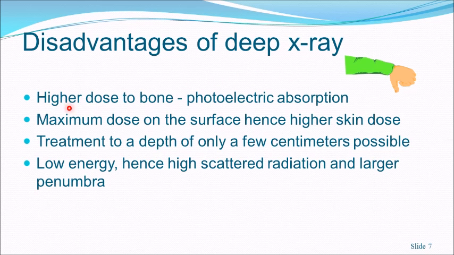And maximum dose is on the surface. Therefore, one will get a higher skin dose. Treatment to a depth of only a few centimeters is possible. As we said, it can't go deeper. Low energy, hence high scattered radiation and larger penumbra. Very low energies give very high scattered radiation, and even though you have a point source of X-rays, the penumbra is much larger.